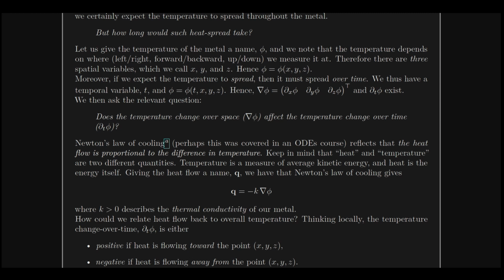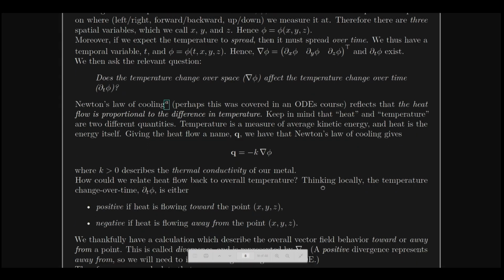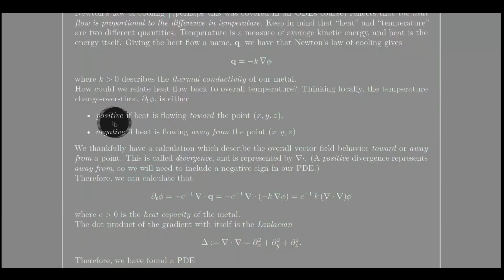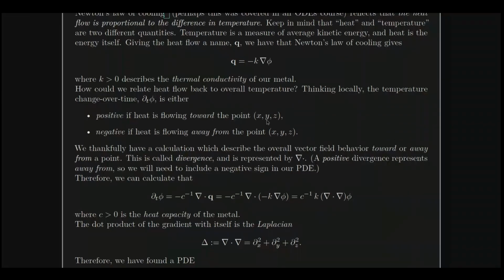But that's going to be the heat flow. And the K here is actually going to describe the thermal conductivity. You don't have to worry about that for now. We're just trying to derive an equation. And how could we relate heat flow back to an overall temperature? Well, if we think locally, the temperature change over time is either going to be positive if the heat's going to be flowing towards a point, or it's going to be negative if the heat's flowing away from a point.